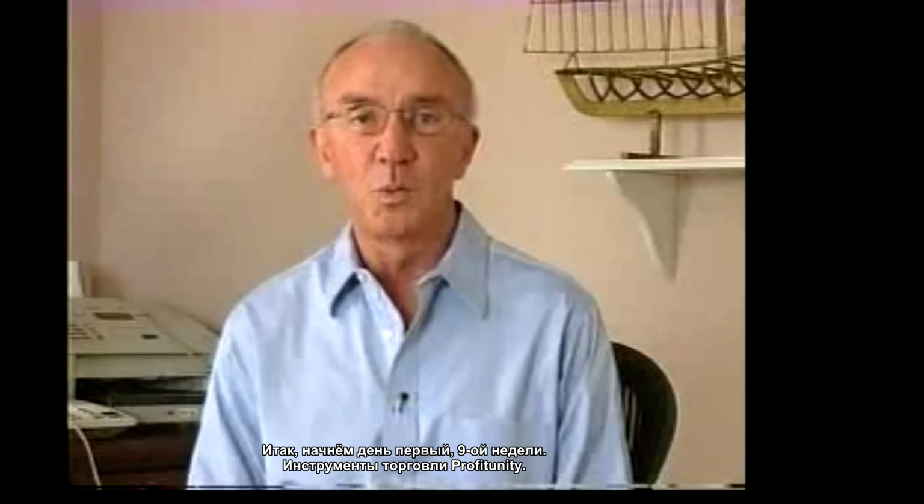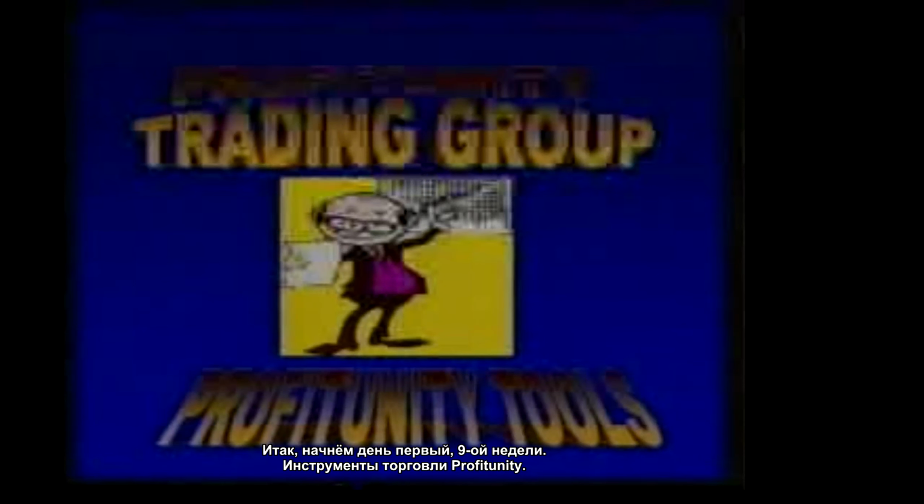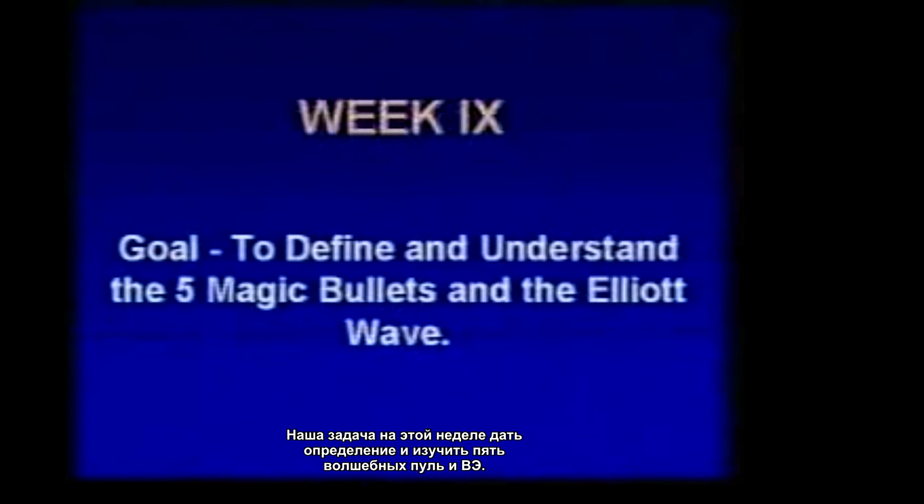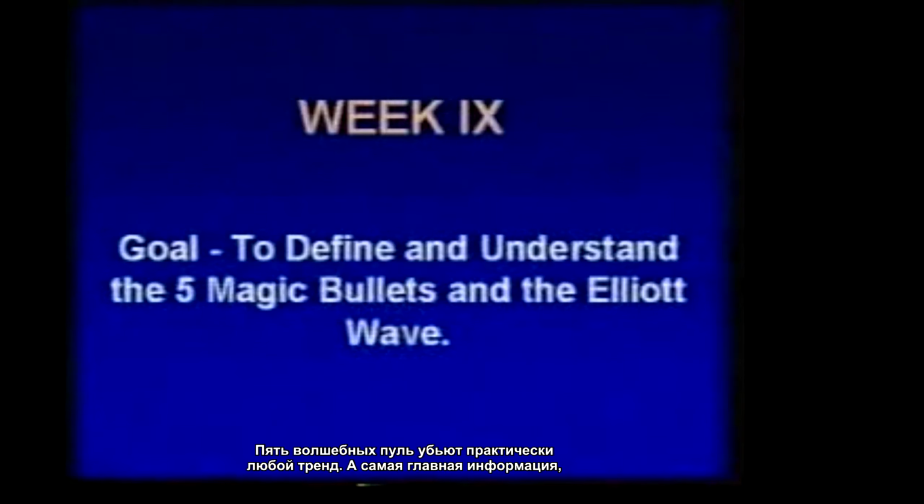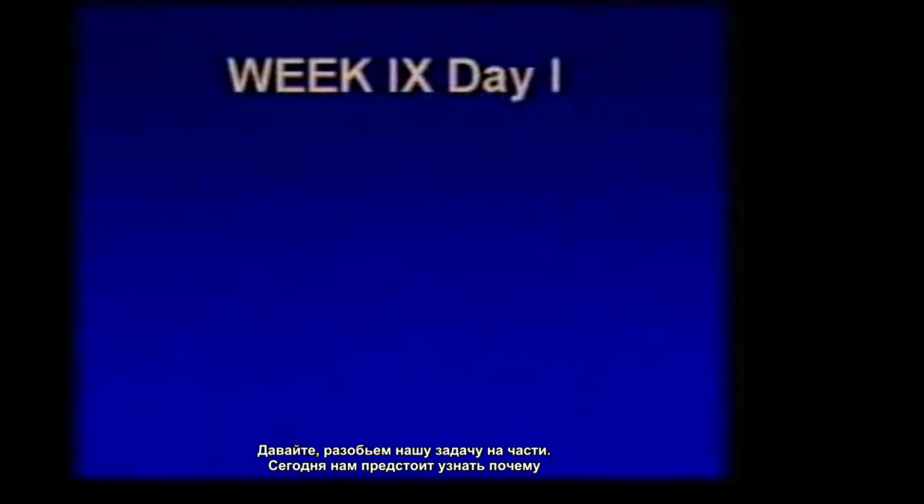Day 1, week 9, the Profittunity Tools. Our goal this week is to define and understand the 5 magic bullets in the Elliott wave. The 5 magic bullets will basically kill any trend, and the most important information you could possibly have to trade is where is the end of a trend. So let's break that down now, and let's go to our job for today.